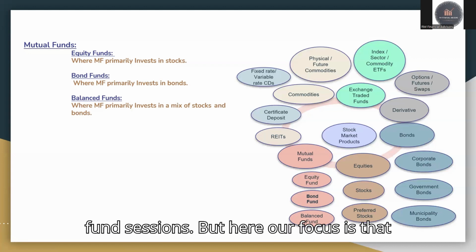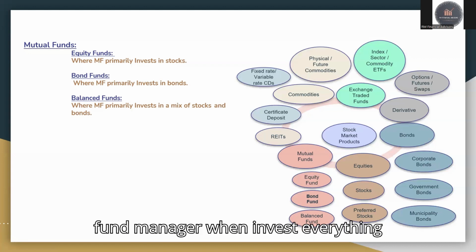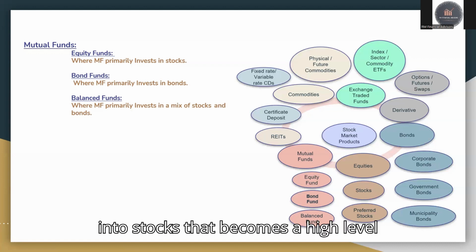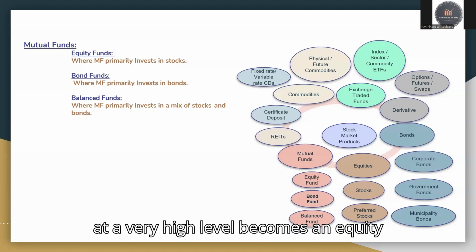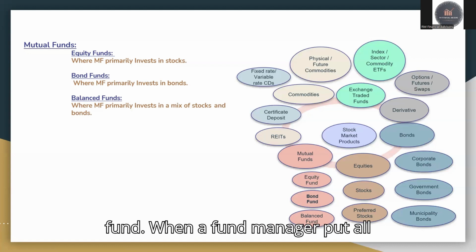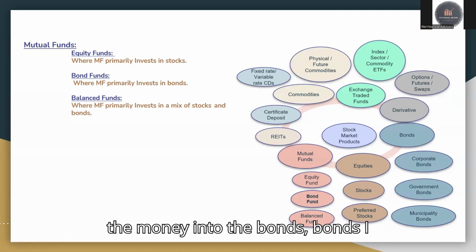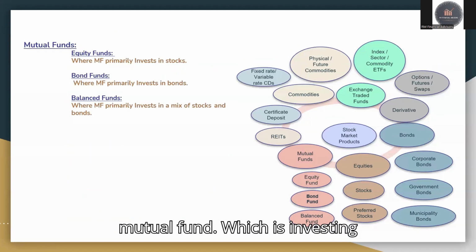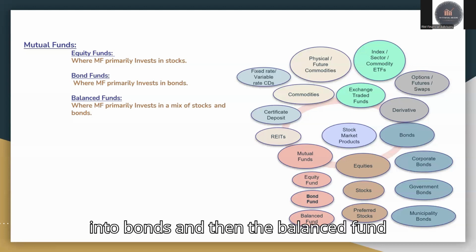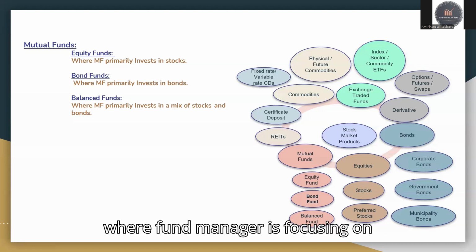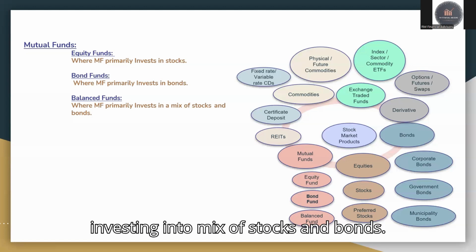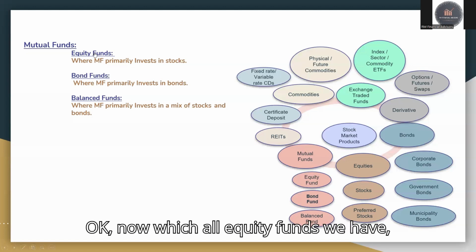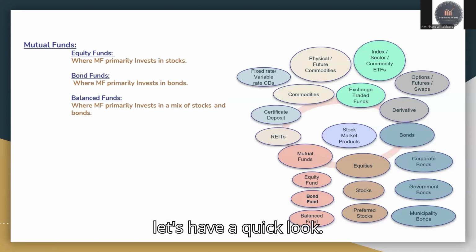But here our focus is that when a fund manager invests everything into stocks, at a very high level that becomes an equity fund. When a fund manager puts all the money into the bonds I explained earlier, that's your mutual fund investing into bonds. And then the balance fund, where the fund manager is focusing on investing into a mix of stocks and bonds. Okay, now which all equity funds we have, let's have a quick look.